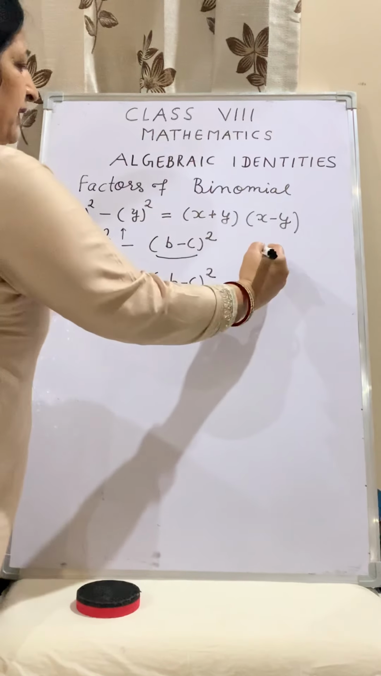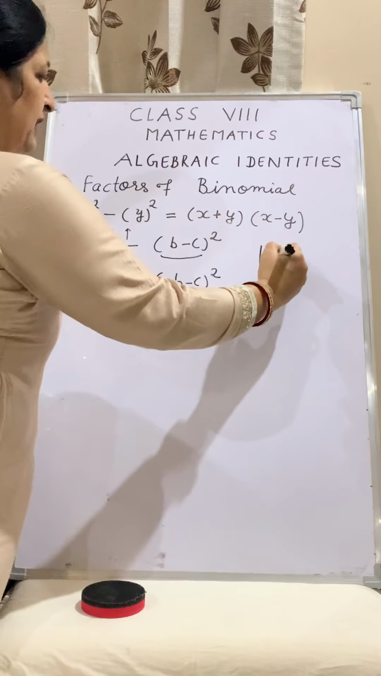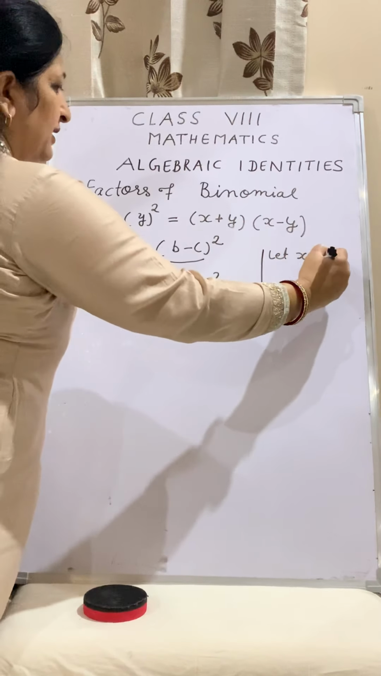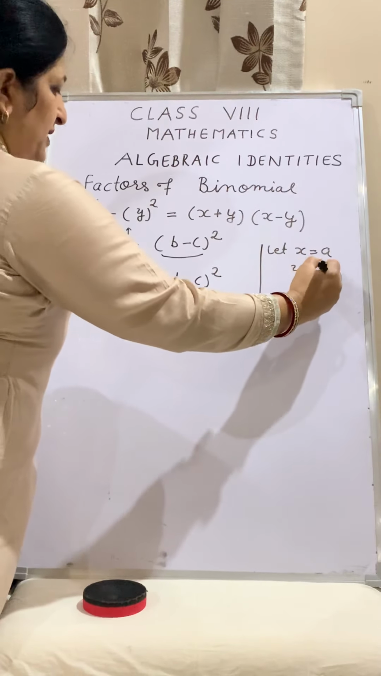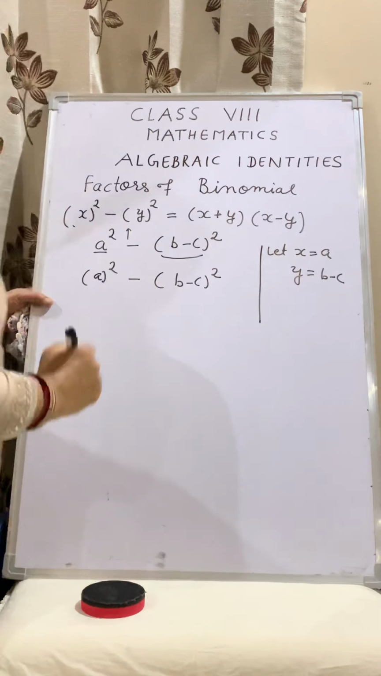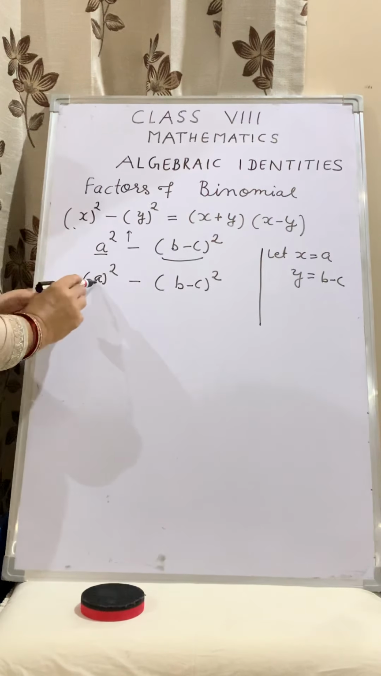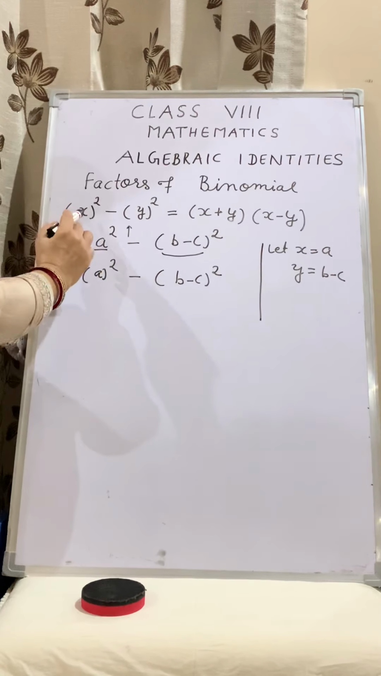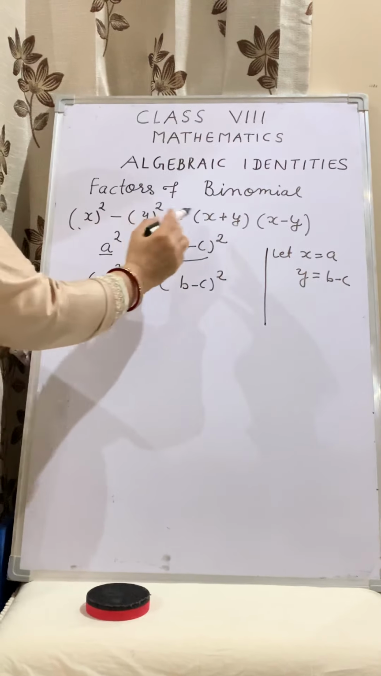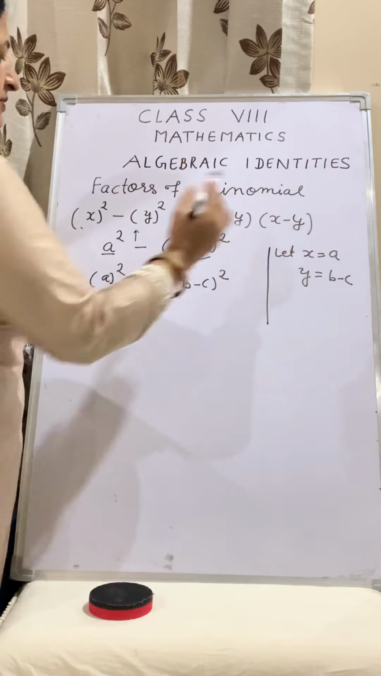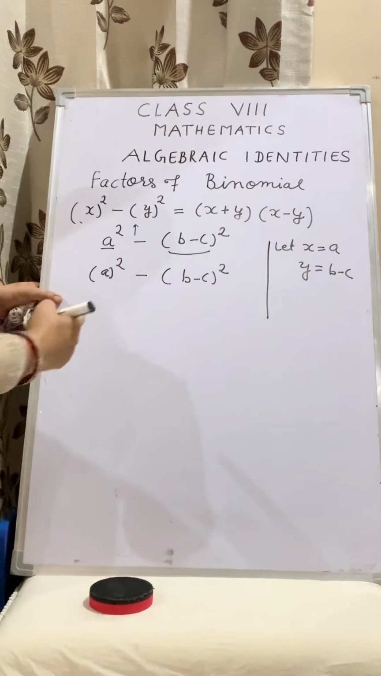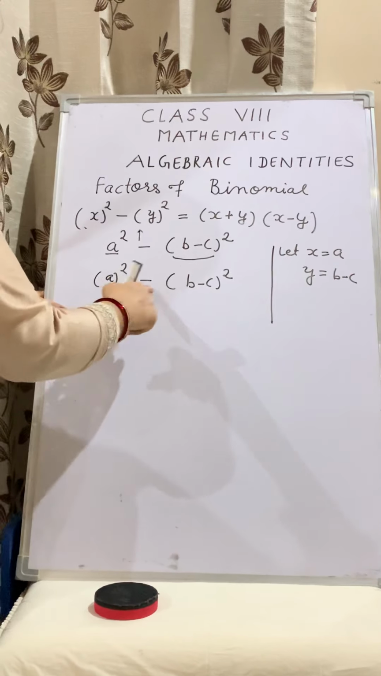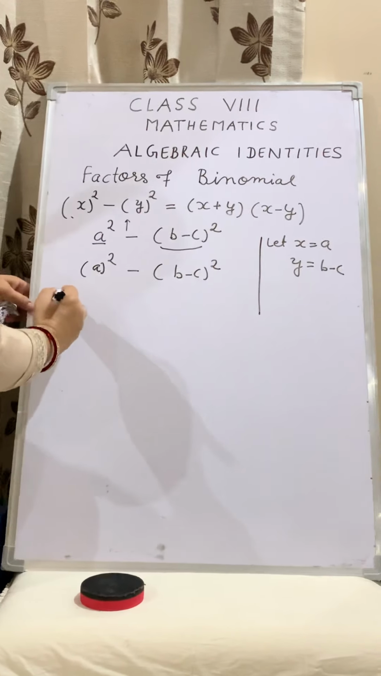You can write, let x is a and y is b minus c. The factors of x whole square minus y whole square are x plus y, x minus y. Now you have to write the factors of a whole square minus (b minus c) whole square.